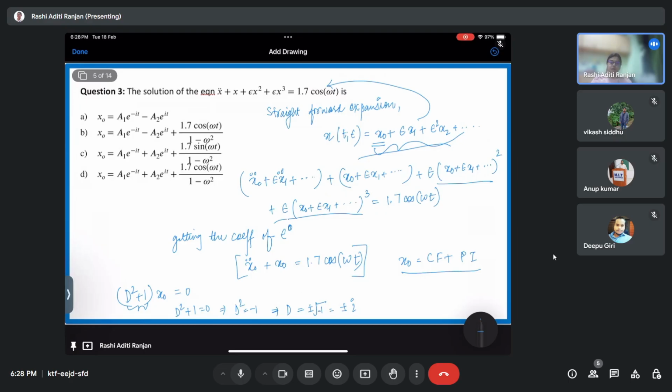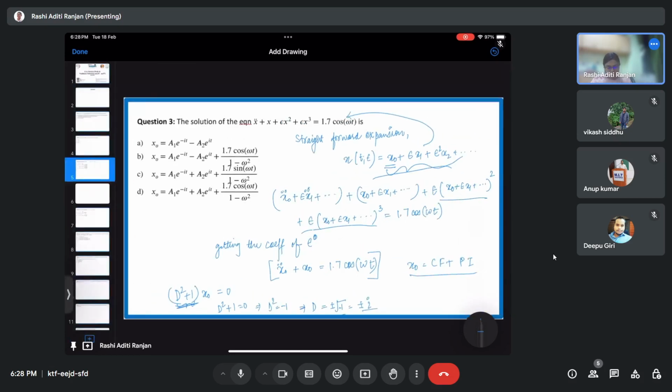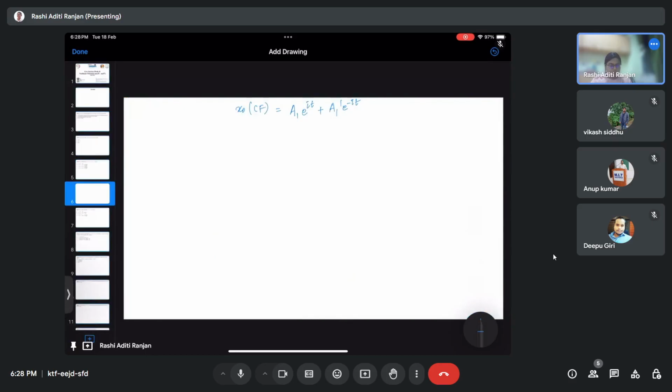For the complementary function, we take the LHS and make the RHS equal to 0, and then we find the roots of this equation, and those roots are essentially the eigenvalues. Using that, we can write the solution in this form: both the roots, a1 e to the power iota t, a1 dash e to the power minus iota t. If there were multiple roots, then we could write the solution like a1 e to the power at plus a2 e to the power bt plus a3 e to the power ct, likewise.